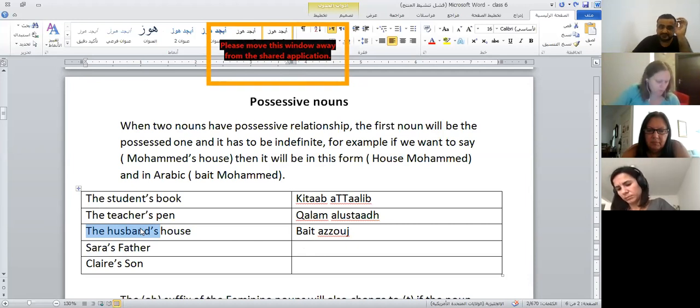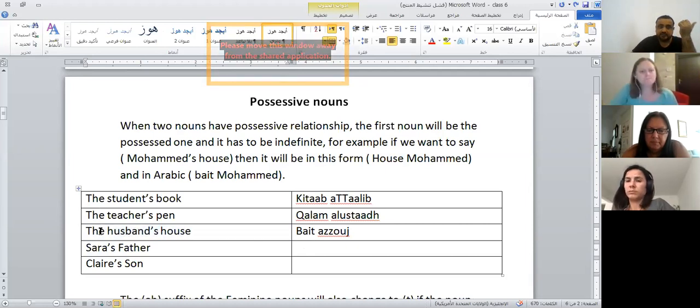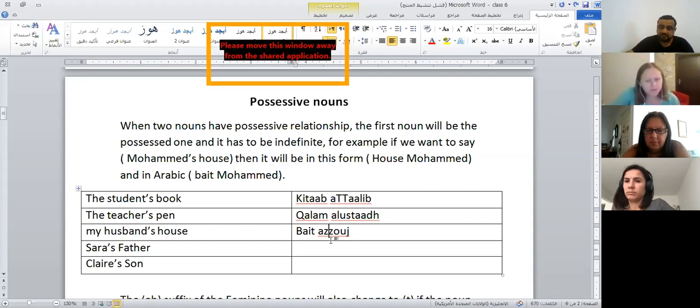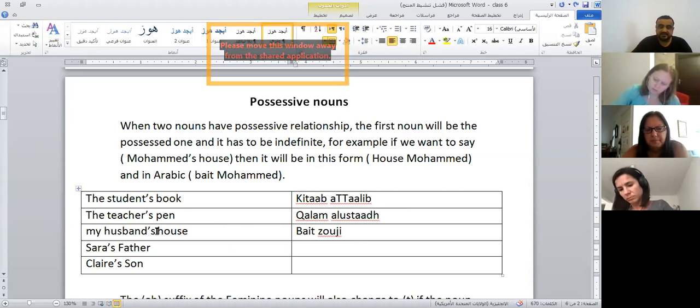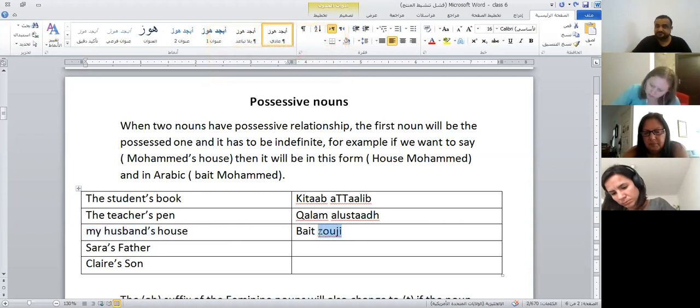Here, I will stop, guys. I want you to understand this. This is saying the husband's house. There is no my, your, his, her. This is simply two nouns. The husband is a noun and house is a noun, and there is a possessive relationship between them. So beit az-zawj. If you want to say my husband's house, then instead of az-zawj, it will become zawji. Yes, beit zawji. Because my husband is the owner. So it's after that, zawji.